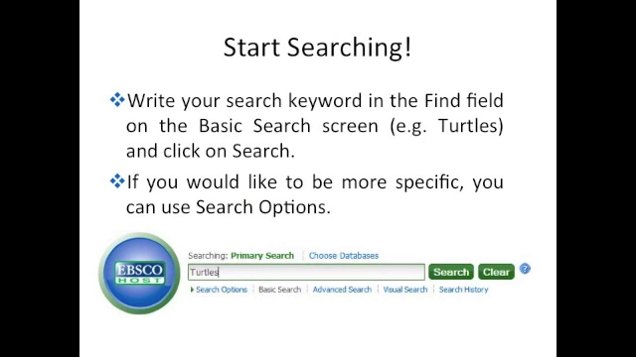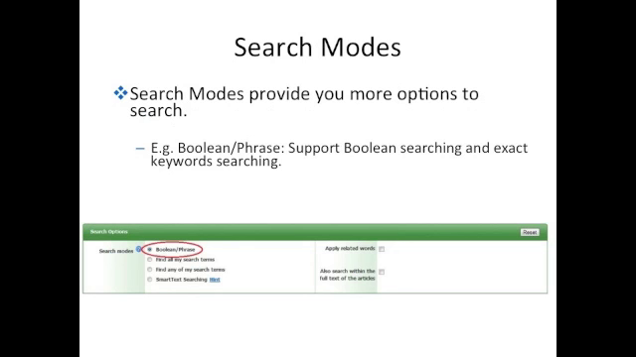Now let's start our first basic search. You're going to write your search subject in the text box. Our example that we're going to use is turtles. Click search once you are done. Search modes will give you more options when you search, but we'll talk about those later.